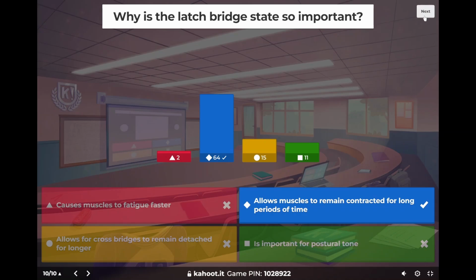So it can't be yellow. Green. What is green talking about? Postural tone, sitting up straight. Those are skeletal muscles, not smooth muscle. So here's an example of a question. I'm not trying to trick you, but you have to know what muscle we're talking about and which answers correlate with that muscle.